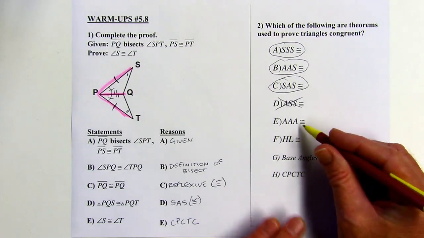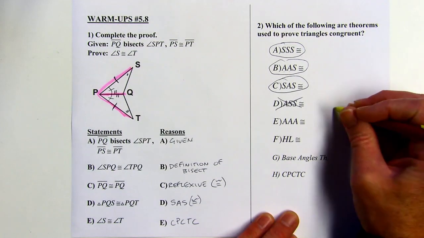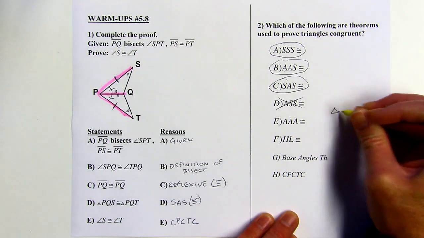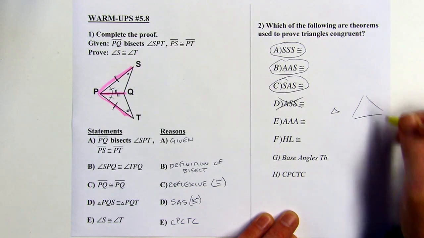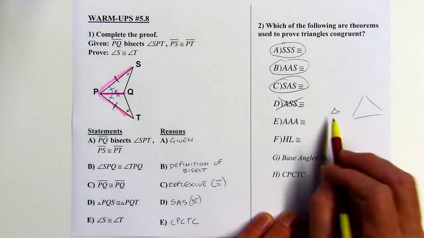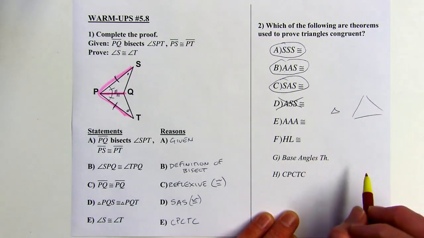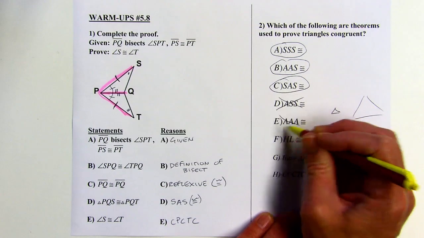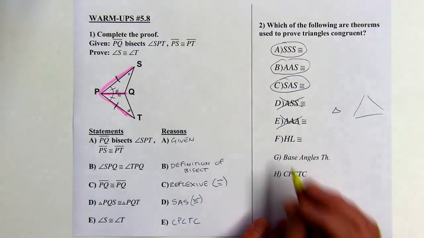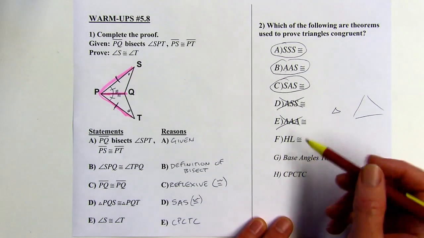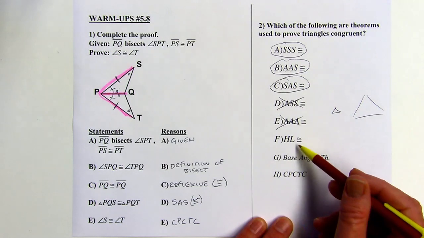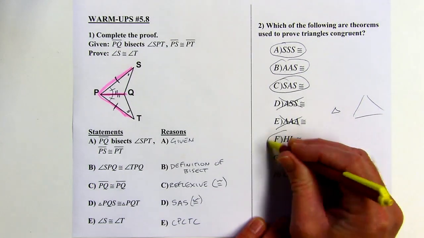AAA actually doesn't work. People try to use this all the time, but let's think about a little equilateral triangle and a big one. Well, they wouldn't be congruent, right? All the angles might be 60 degrees in both of those triangles, but they're not the same size, so they're not congruent. HL does work. This is the only time that that side-side-angle pattern works, but it's with a right triangle, and we call it HL.